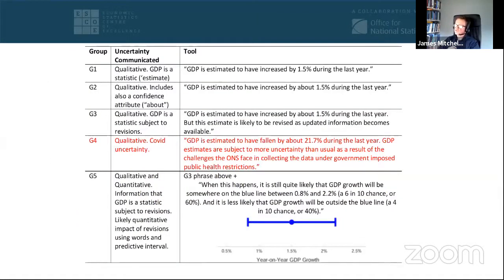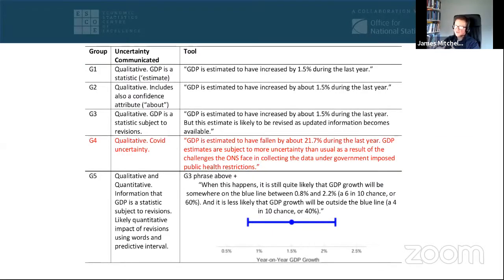Okay, well, let me now just run through what the communication tools presented to the 5 groups in wave 1 and 8 groups in wave 2 are. As I say, group 1, the control group, is presented in effect the current ONS press release. The black font here indicates the wording used in wave 1. Similar wording was used in wave 2, but of course around the minus 21.7% estimate. So the control group are just told GDP is estimated to have increased by 1.5% during the last year. So no explicit indication of data uncertainty beyond perhaps the aforementioned reference to GDP being an estimate.